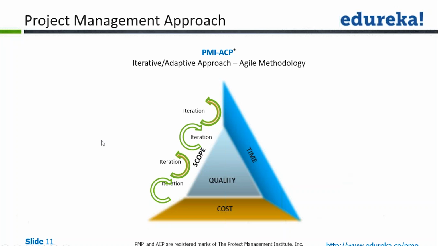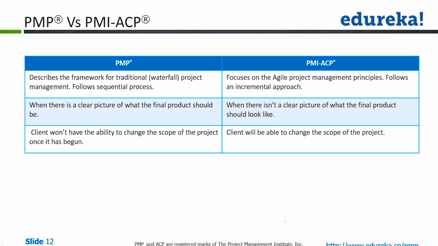And moving on to the next topic, next slide here, where we can see the difference in PMI-ACP and PMP. PMP, as I told you, is based on the traditional waterfall project management approach. It follows a sequential process, whereas PMI-ACP is based on the agile approach, which follows an incremental, iterative process.